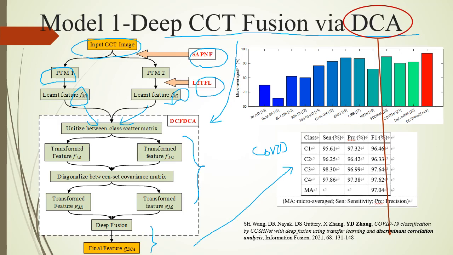And we see here we have a micro average. The F1 score is as high as 97%, and also all the sensitivities, precision, and F1 score per class are above 96. So we can see our method is quite good. And besides, we compare our method with a lot of different baselines, and we find our method achieves the best result.